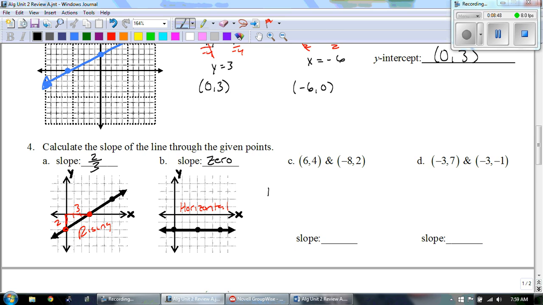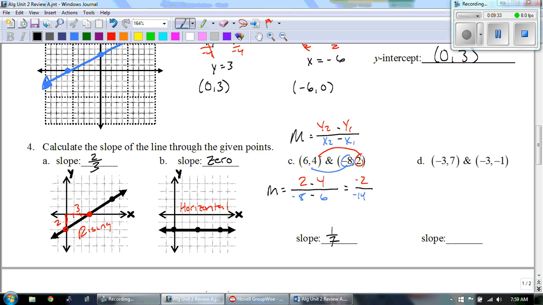Okay, for C, we have to do the equation. Okay, so remember, I'll write it up on the top in case you guys forgot. It's y2 minus y1. So that's 2 minus 4. And then on the bottom, it's x2 minus x1. So I have negative 8 minus 6. So 2 minus 4 is negative 2. Negative 8 minus 6 is negative 14. And I can reduce that to 1/7, is our final answer. Okay?